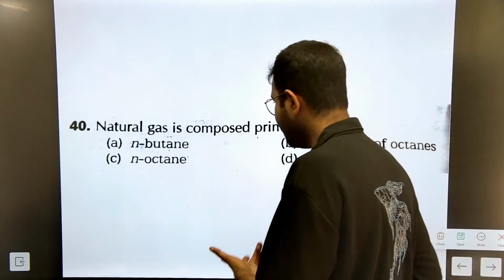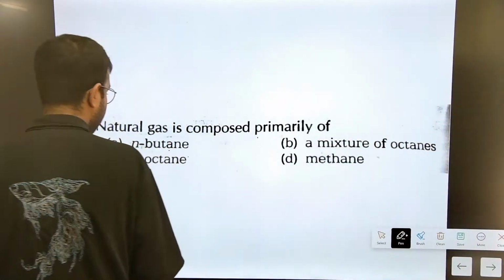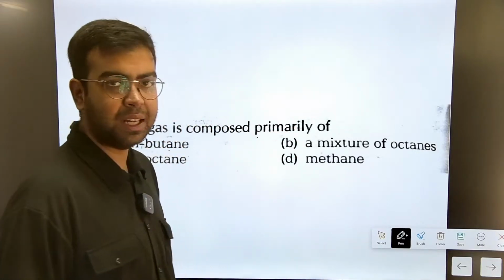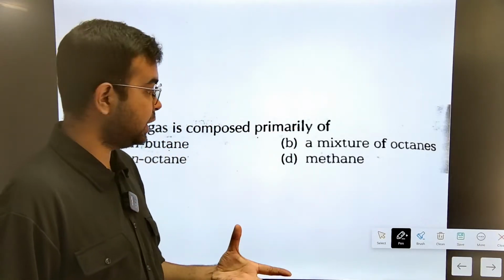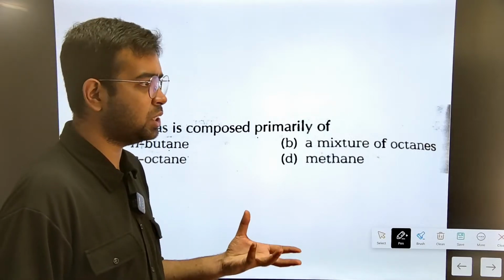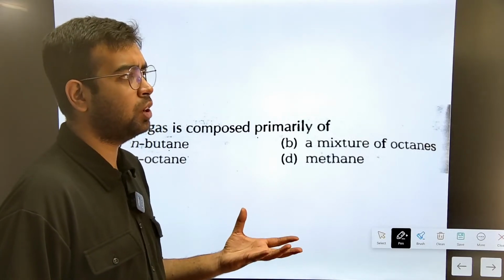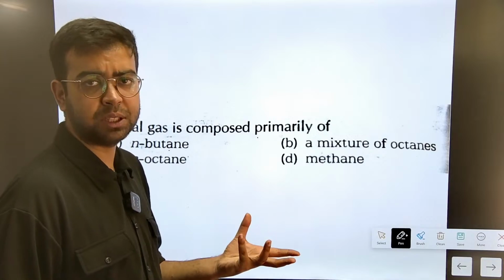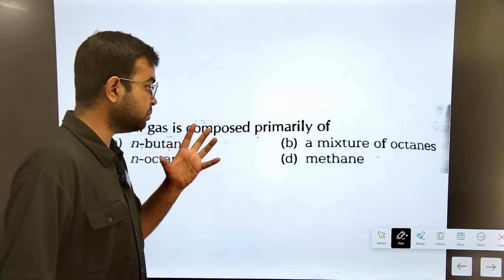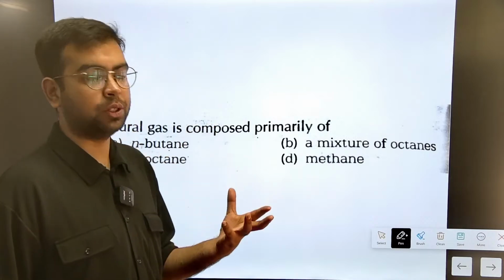Now, this is a very easy question. Natural gas is primarily composed of what? Natural gas, ठीक है, उसको हम लोग बहुत चीजों के लिए यूज करते हैं. We use it as a fossil fuel. It's a kind of fossil fuel. Natural gas is used for many fueling purposes. ठीक है? तो अब नेचुरल गैस में सबसे बड़ा कॉन्स्टिट्यूएंट क्या होता है?